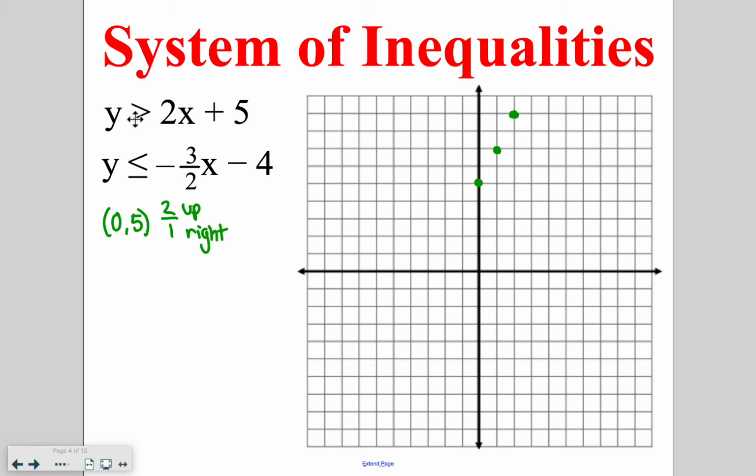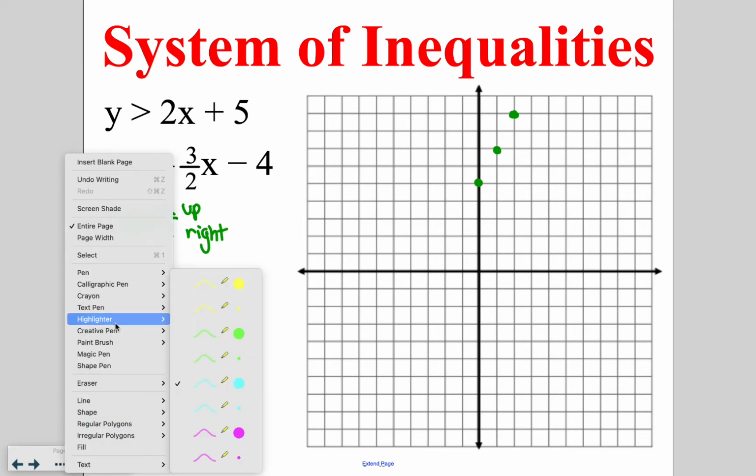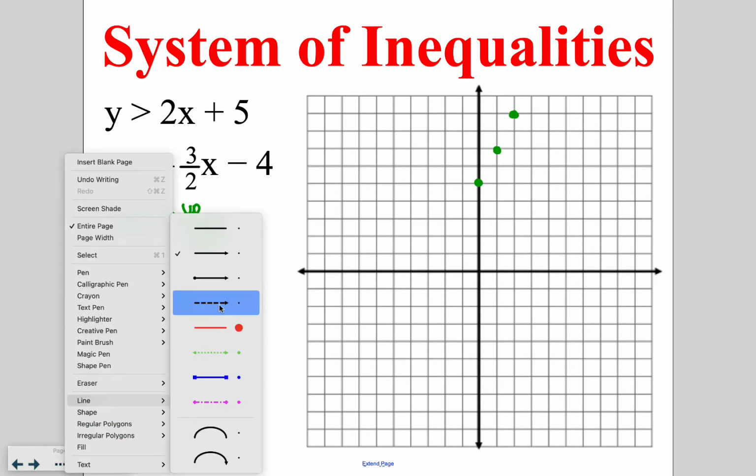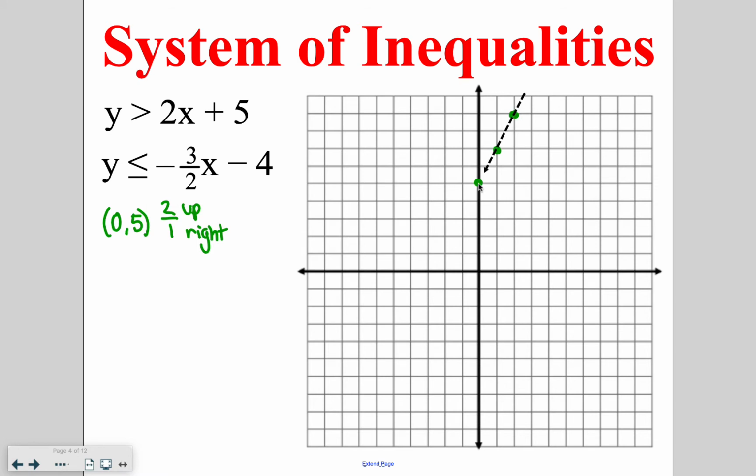When I look at my inequality, it is greater than, so there is no equal to part. So I'm going to put a dashed line on my graph as I graph this particular inequality. And I want to make sure that I get that as straight as possible.